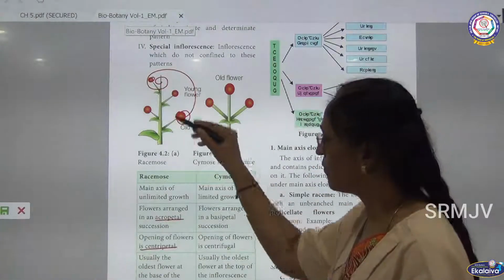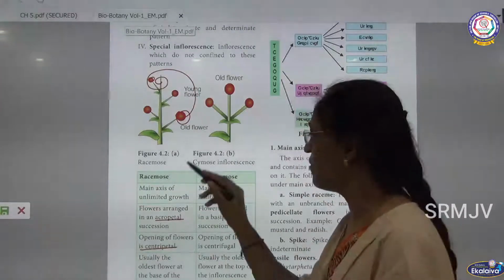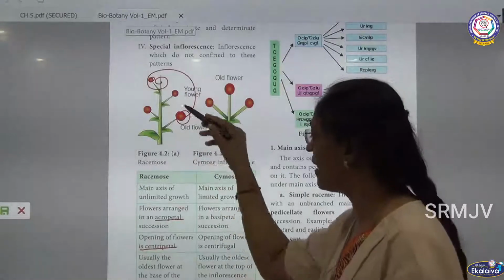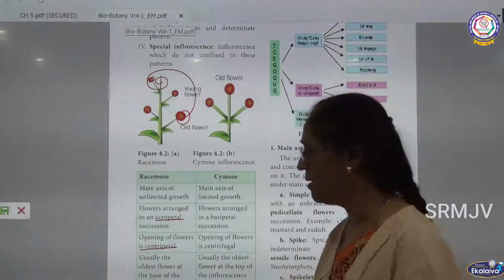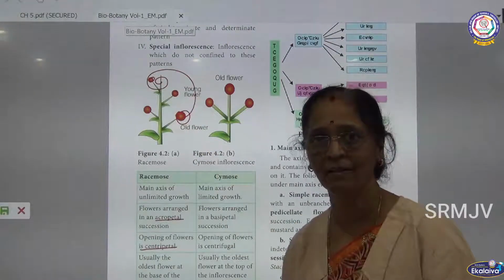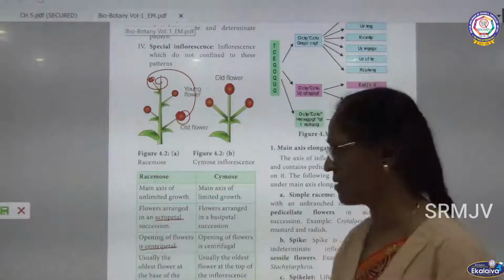So this kind of inflorescence where the main axis has an unlimited growth, the flowers are arranged in an acropetal succession, the opening of the flowers is from the periphery to the center, what you call centripetal, and the oldest flowers are at the base and the younger flowers are at the top. You call such kind of inflorescence racemose inflorescence.